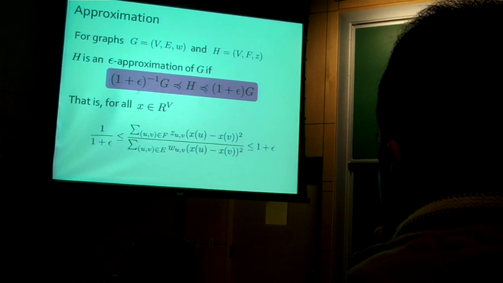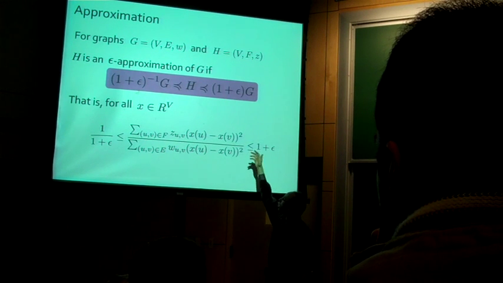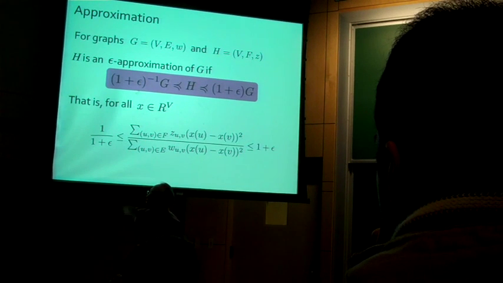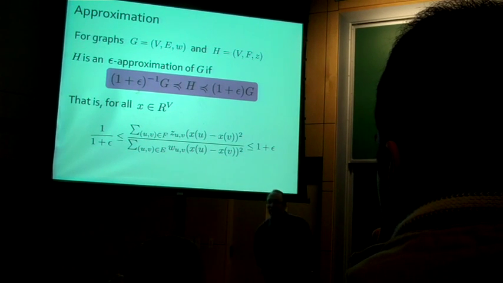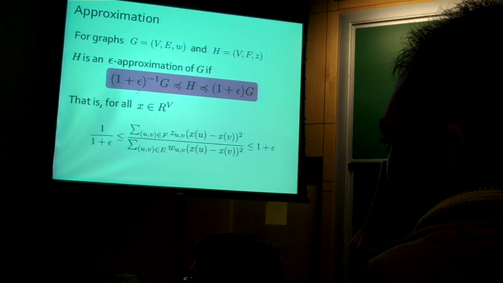It's convenient. Okay. Or you can think of this, of course, as the value of the quadratic forms for all vectors x is always less than or equal to 1 plus epsilon and greater than or equal to 1 over 1 plus epsilon in ratio. Yes? This is clearly some approximation, but yes.